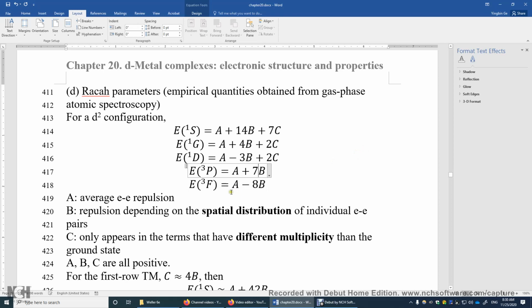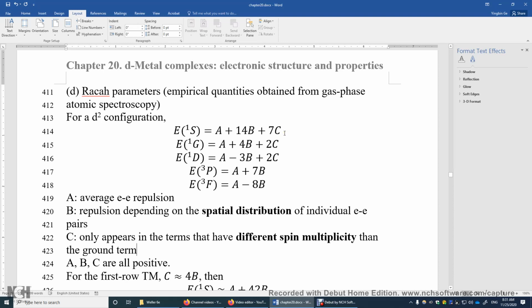Now let's look at C. C only appears in the terms that have different spin multiplicity than the ground state. In this case, 3F is the ground term. And there's no C term in 3P because these two have the same multiplicity. Now we have 1S, 1G, 1D. They have different spin multiplicities than the ground term, and then they have C terms: 2C here, 2C here, and 7C there.